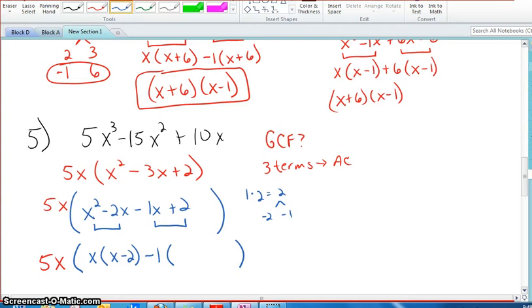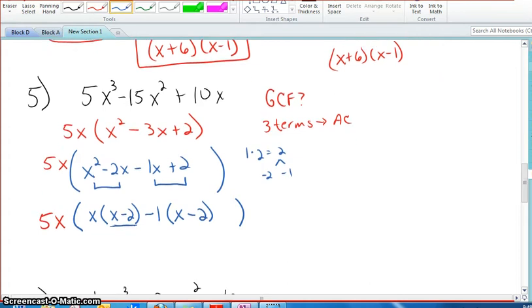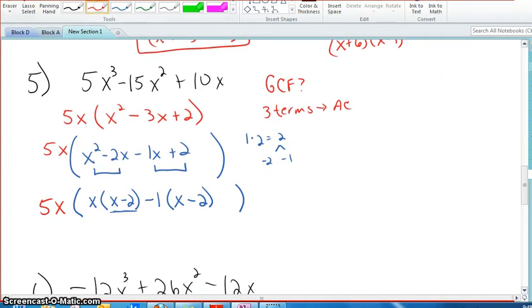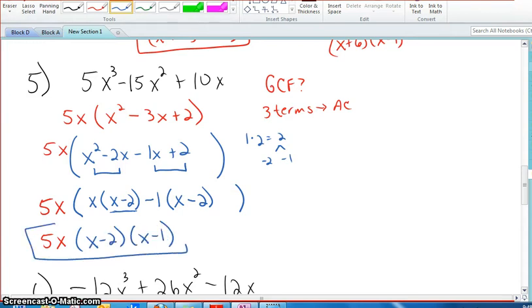And I know I want to take out a negative 1 because I'm thinking ahead. If I multiply negative 1 times a positive x, I get a negative 1x. And I know in my other binomial here, it had to be a positive x. And then negative 1 times negative 2 gives me a positive 2. So now my final answer is 5x, x minus 2, x minus 1. Just like that. The GCF, the greatest common factor, just hangs out. He's just along for the ride out here.